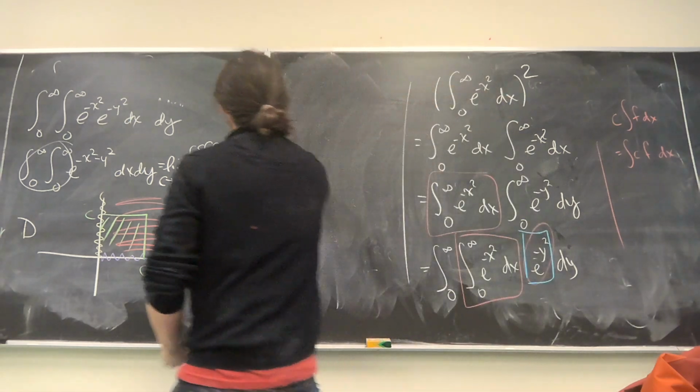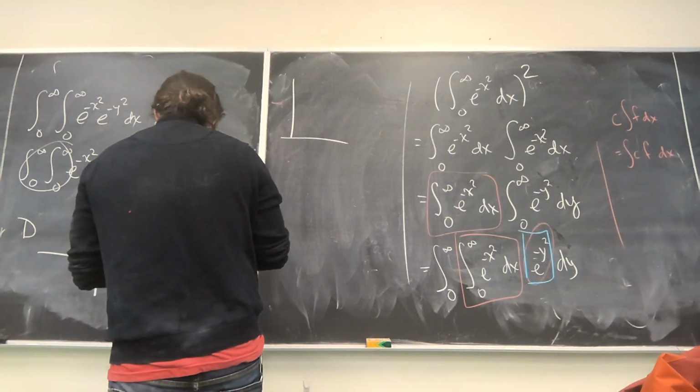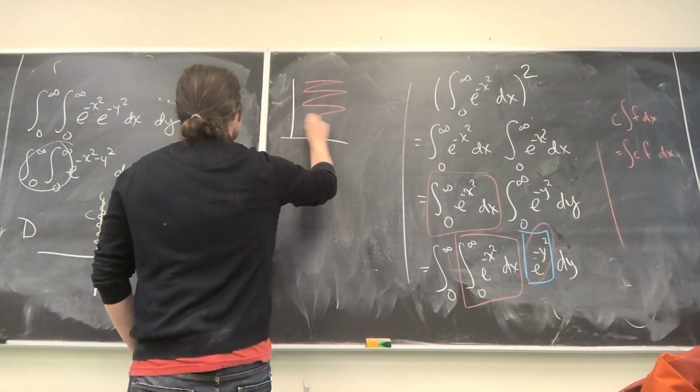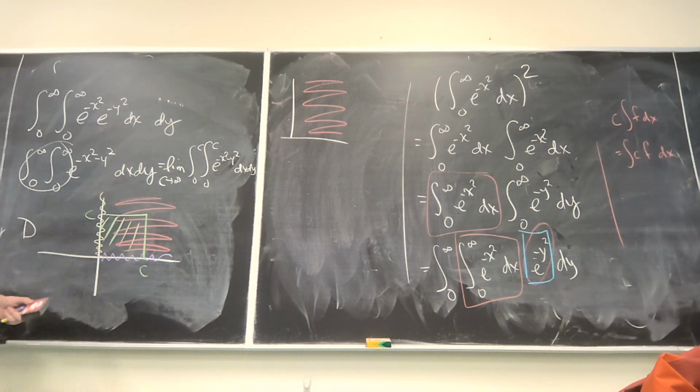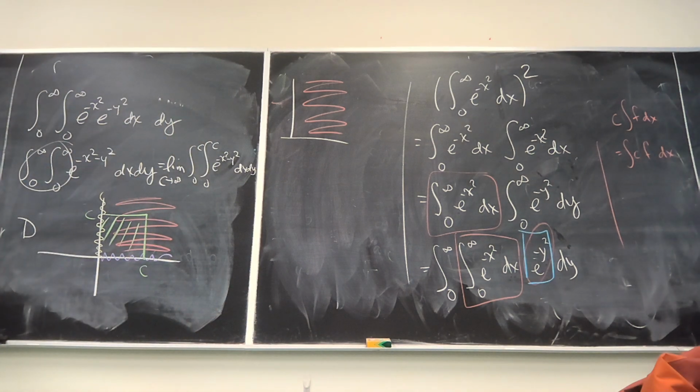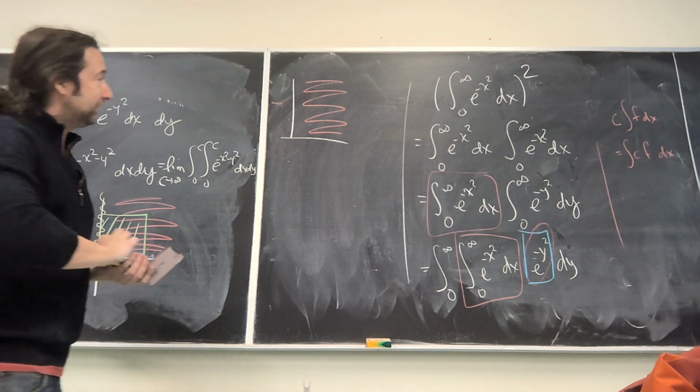So here's the next big leap. Is there a way of describing this region involving a limit of a polar region instead of a rectangular region? How should I do it? I mean, you could do radius goes to infinity.